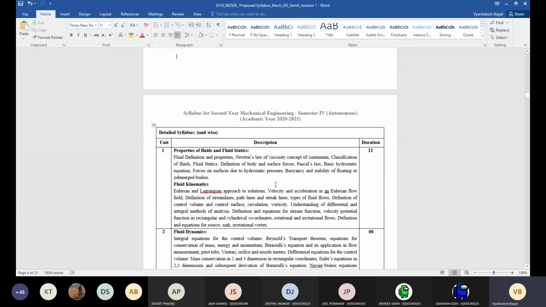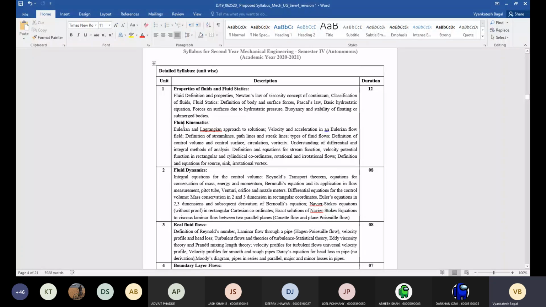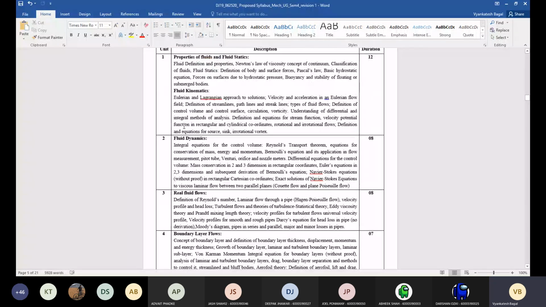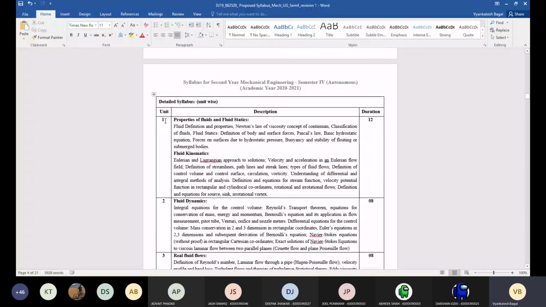Now we'll just run through the syllabus, the detailed syllabus. You see your entire syllabus is divided into 5 units or 5 modules. The first module, unit 1, is devoted to two major topics from your syllabus, that is properties of fluids and fluid statics. Actually, these are different topics, but they are combined together.